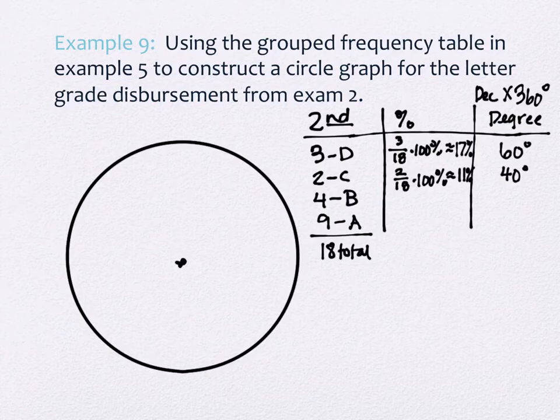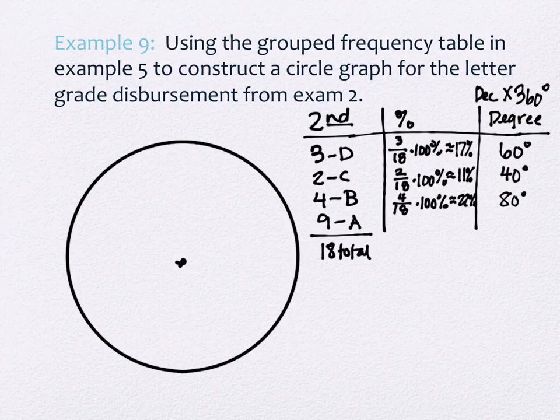Okay, we have two more. We have our 4 for the B's, 4 out of 18. We should be able to do that without too much work, if we were just needing the approximation, because it's just double the one we just did, right? So it should be 22%. In terms of the degrees, we'll double the 40 degrees. If we double the 40 degrees, what do we get? 80. Yeah, it's just double the one before, because it's double the number of tests.